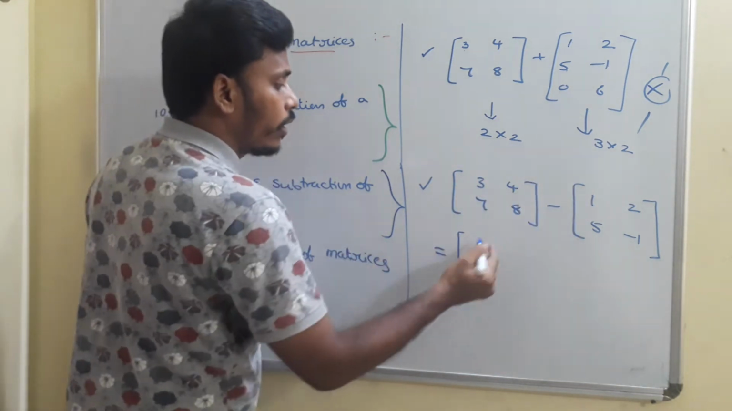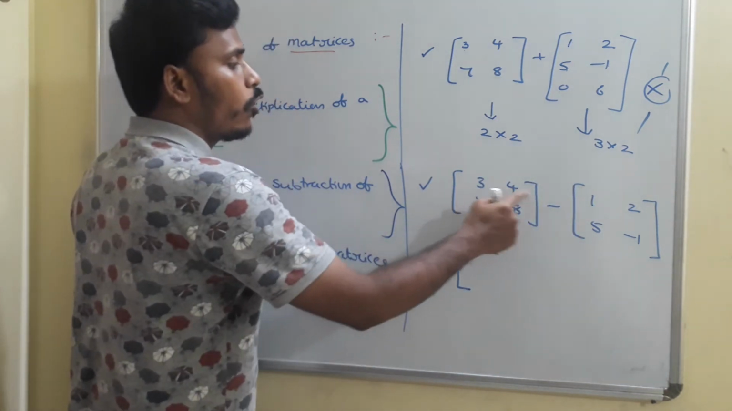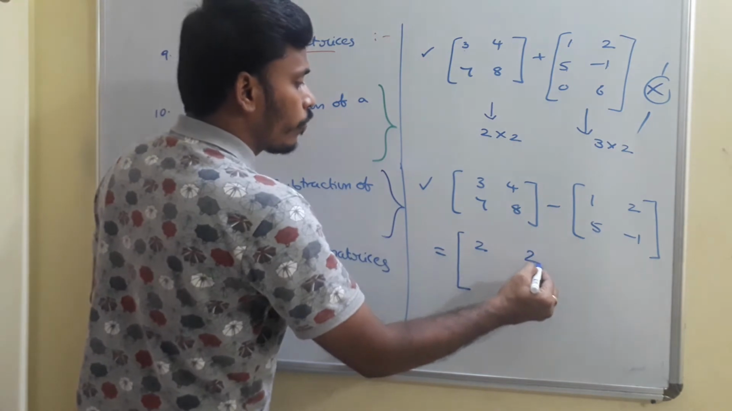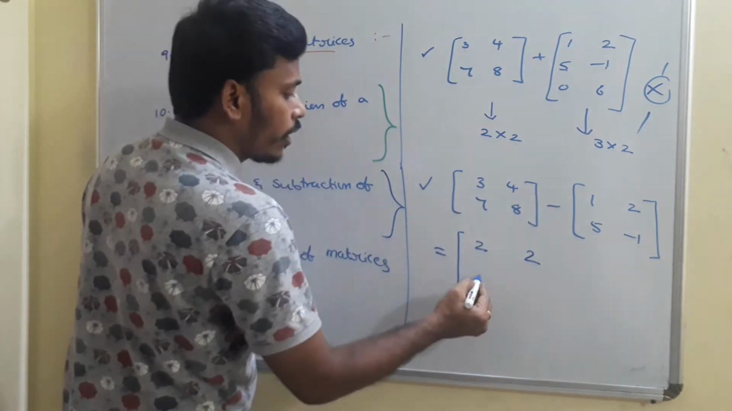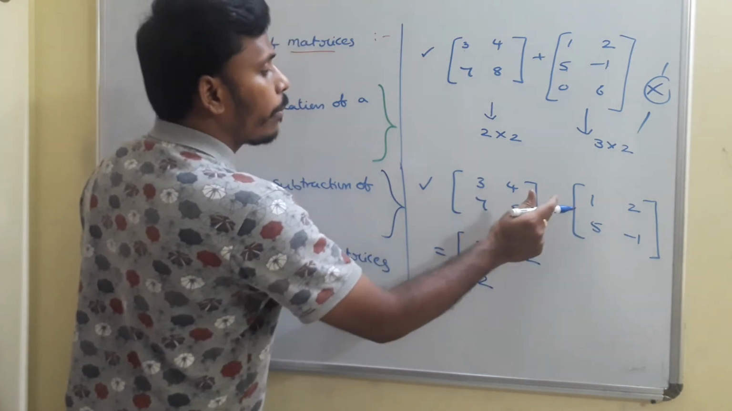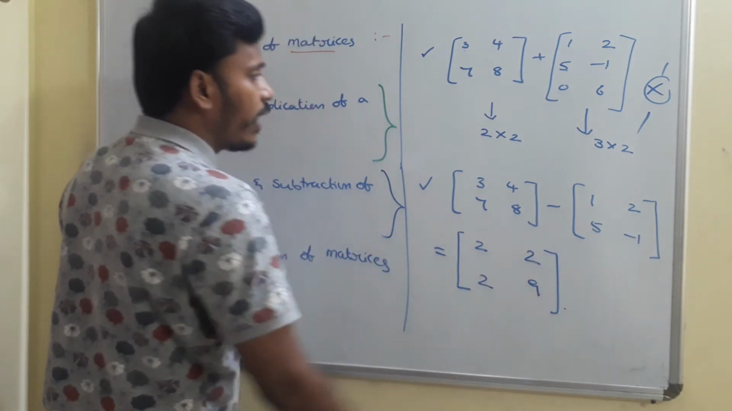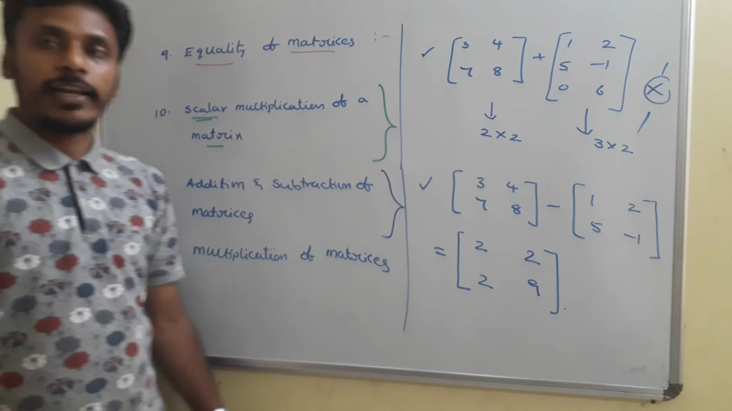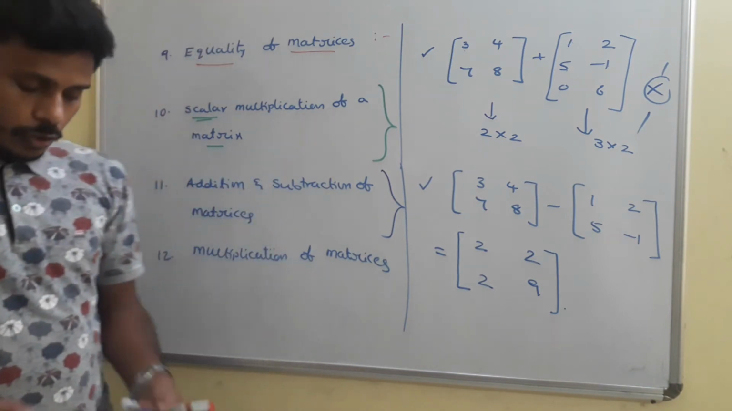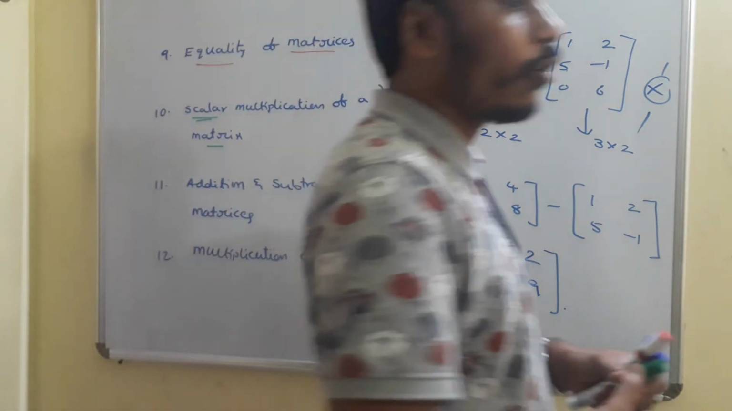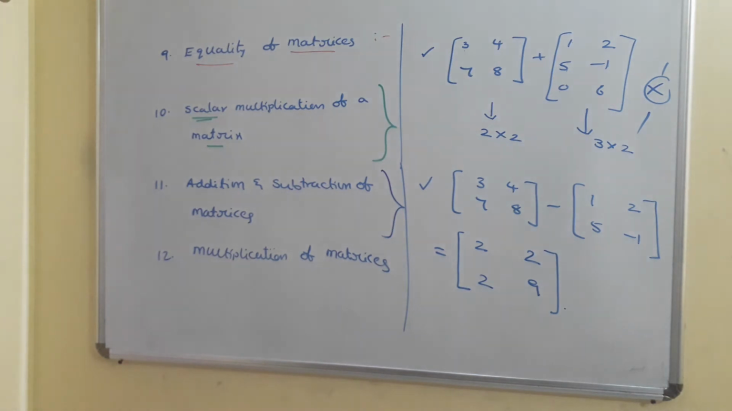3 minus 1 is 2. Directly I am writing, 4 minus 2 is 2. And then 7 minus 5 is 2. And then 8 minus of minus 1, 8 plus 1 is 9. And that's simply about the subtraction of matrices. Okay, so just observe it. Have a look at the scalar multiplication, addition and subtraction of matrices.